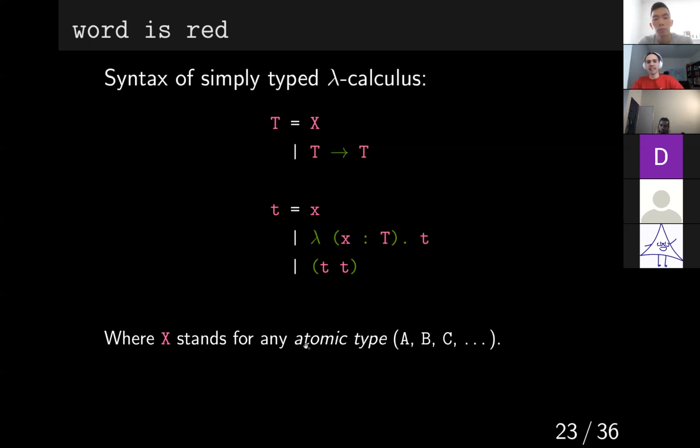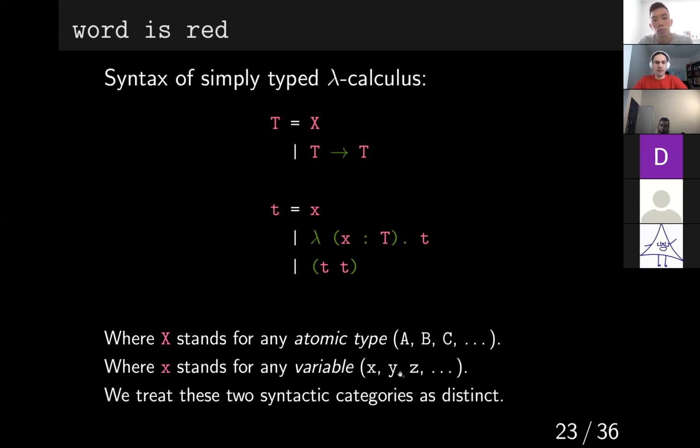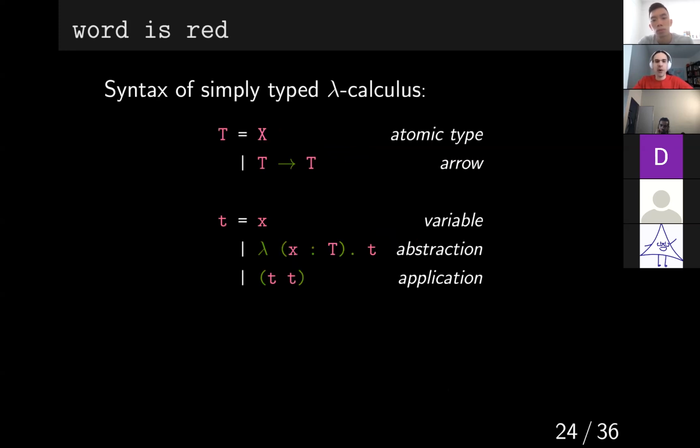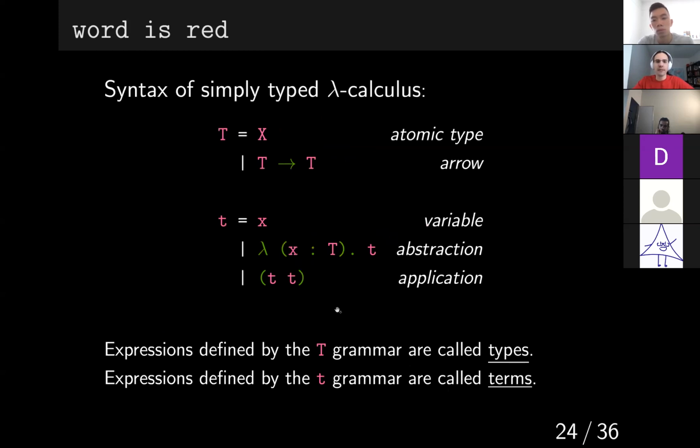So the capital X stands for, instead of calling them propositional variables, now I'll call them atomic types. They're types that have no further structure. And the lowercase variable stands for a variable, which I'll denote with x, y, z lowercase letters. And we view these two syntactic categories as distinct. Now, here are the names that I'm giving them. Capital T is the grammar of types. Little t is the grammar of terms. The three cases of a term are a variable, an abstraction, or an application.